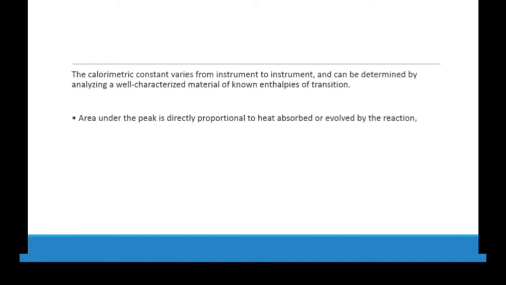Now, the calorimetric constant varies from instrument to instrument and can be determined by analyzing a well-characterized material of known enthalpies of transition. Area under the curve is directly proportional to the heat absorbed or evolved by the reaction or by your sample. Height of the peak is directly proportional to the rate of reaction.